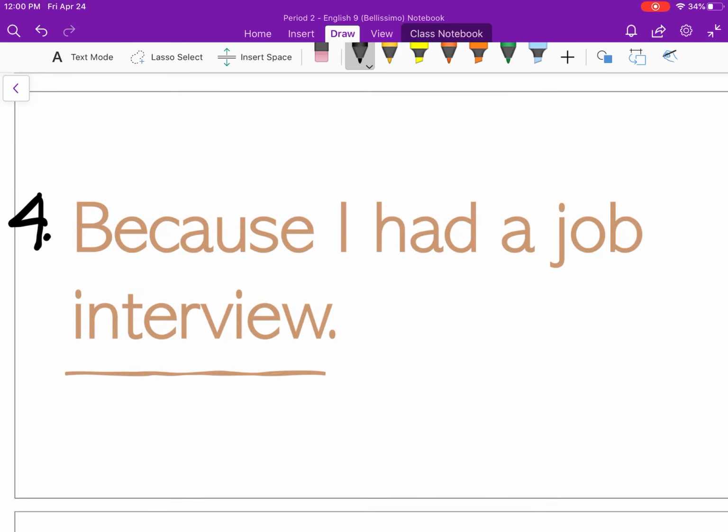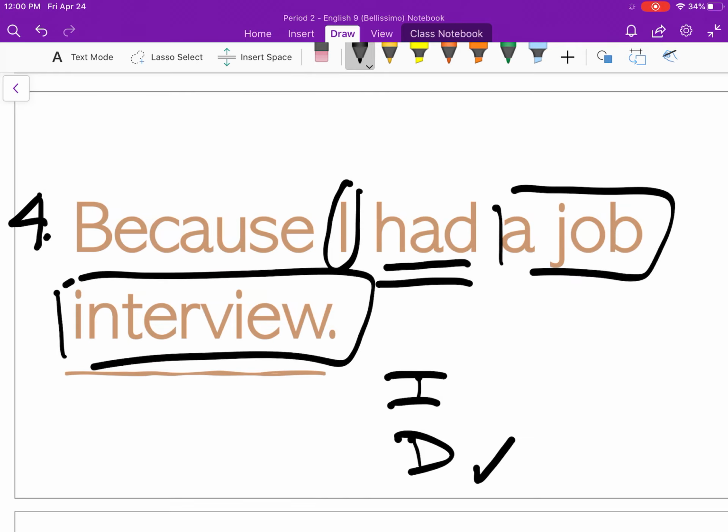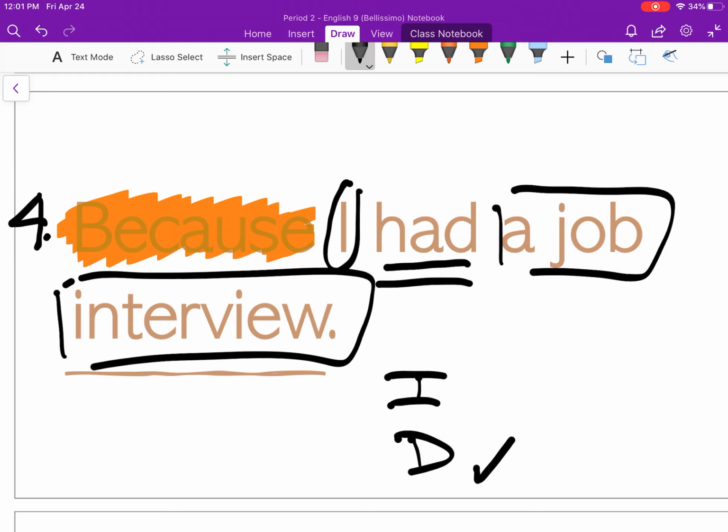Number 4, because I had a job interview. Is this independent or dependent? Ready? Dependent. Subject is I, to have, and then the rest of your sentence. Again, with our kind of subordinating clause right there. Now keep in mind, we'll get into that idea of how you start a sentence with because. I will get there, but for now, just know that is a dependent clause.